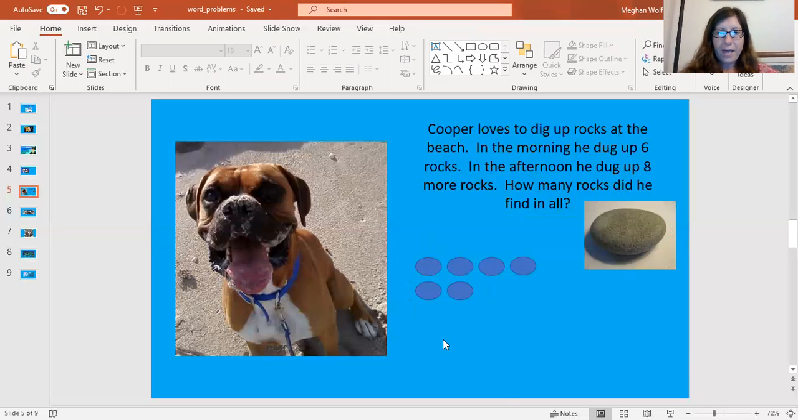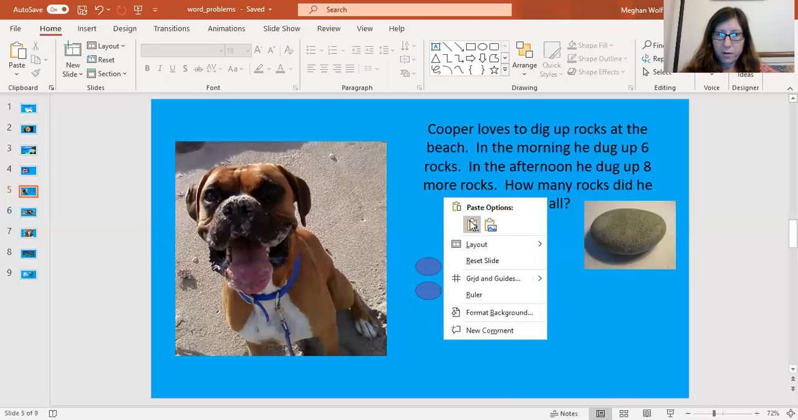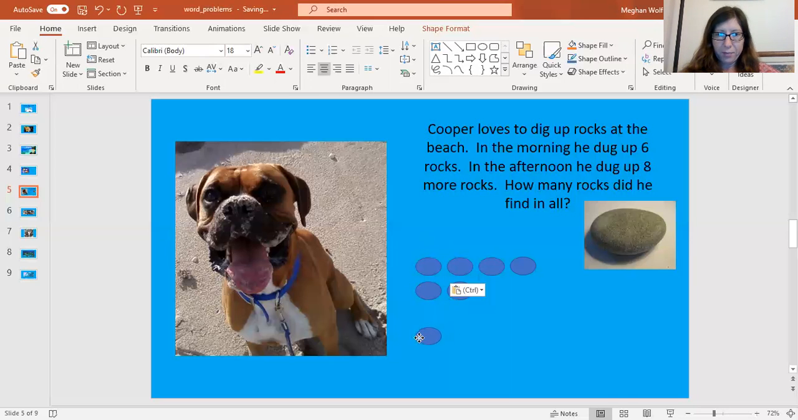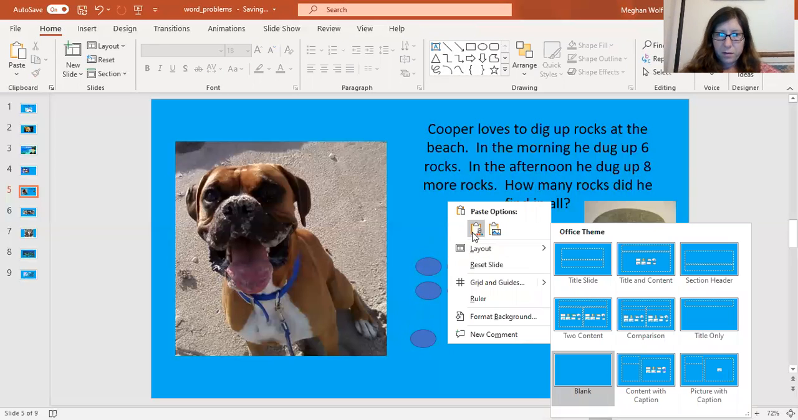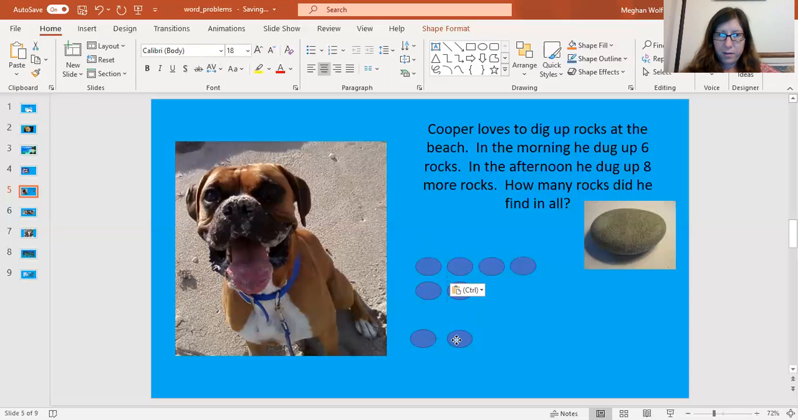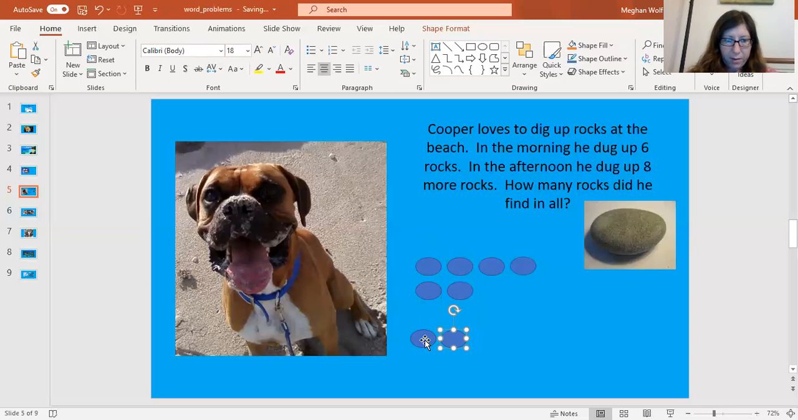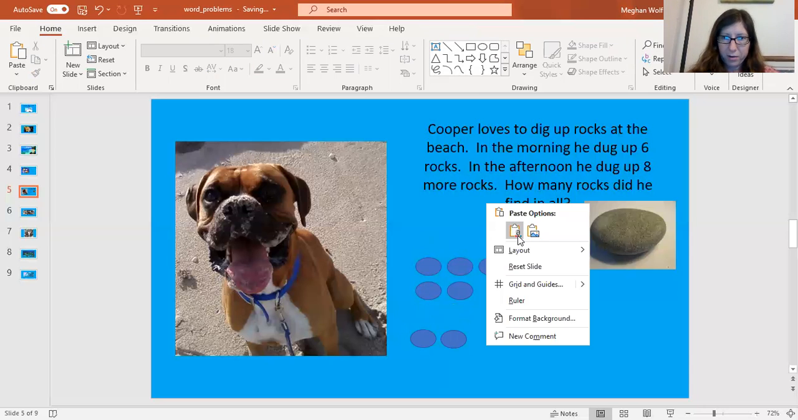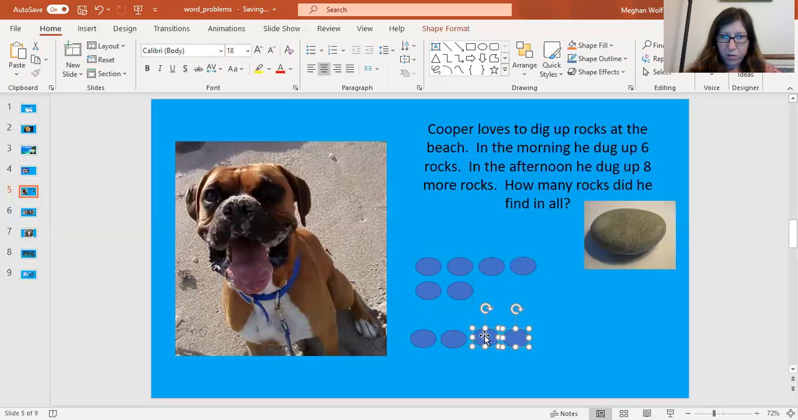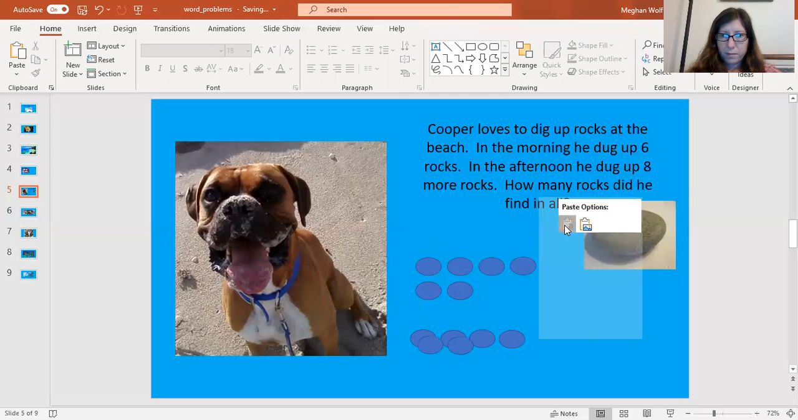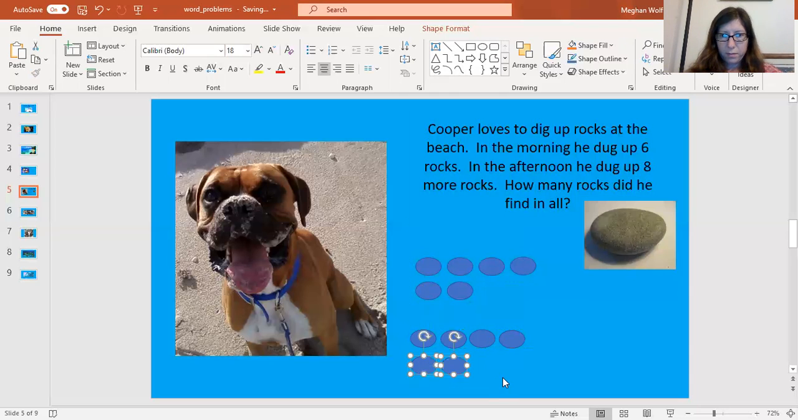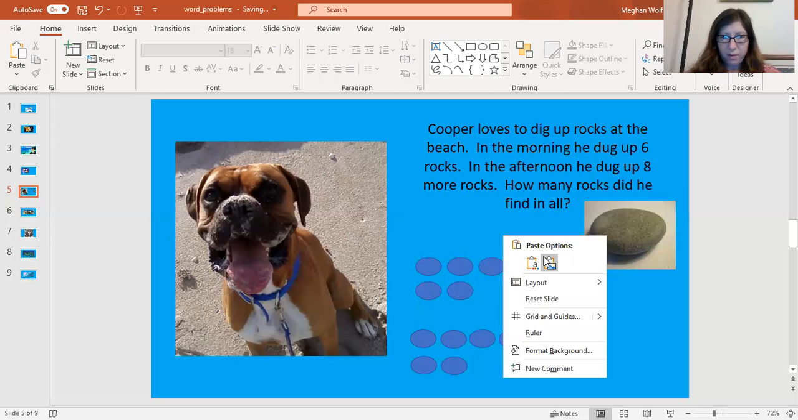Now let's do 8 for the afternoon, okay? So I'm going to paste, and I'm going to speed it up a little bit by doing some double pasting. So here's 2. Now I'm going to copy both of them just to speed it up a little bit because it takes a while to do this on the computer. So it's 2 more. And okay, that's a little better.